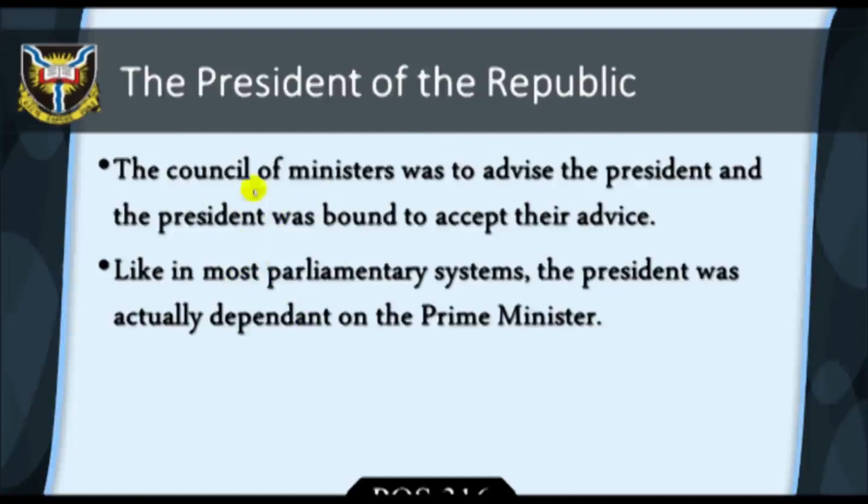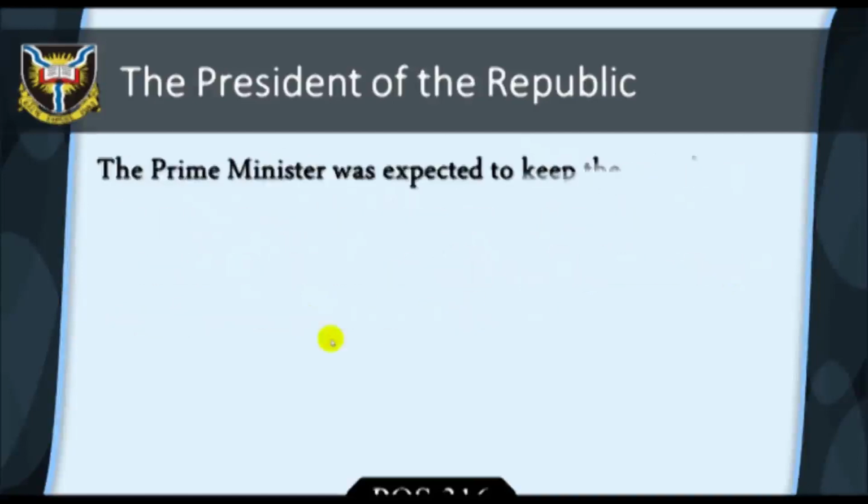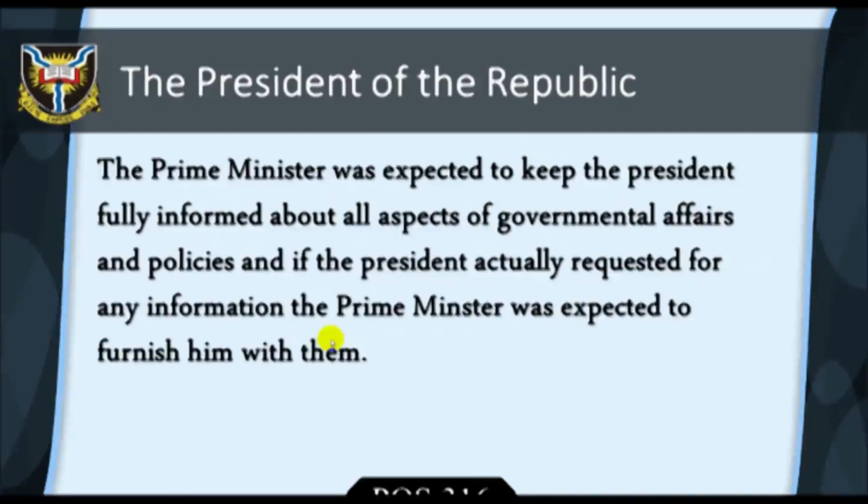The Council of Ministers was to advise the President, and the President was bound to accept their advice. Like in most parliamentary systems, the President was actually dependent on the Prime Minister. The Prime Minister was expected to keep the President fully informed about all aspects of governmental affairs and policies, and if the President requested any information, the Prime Minister was expected to furnish him with it.